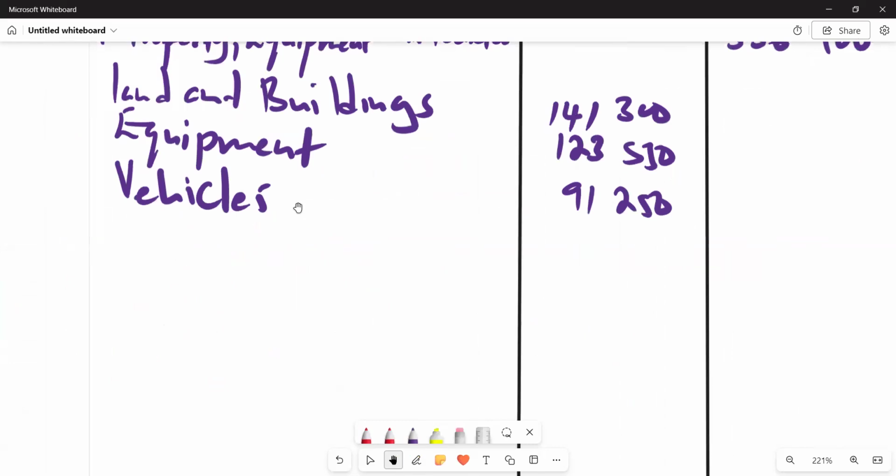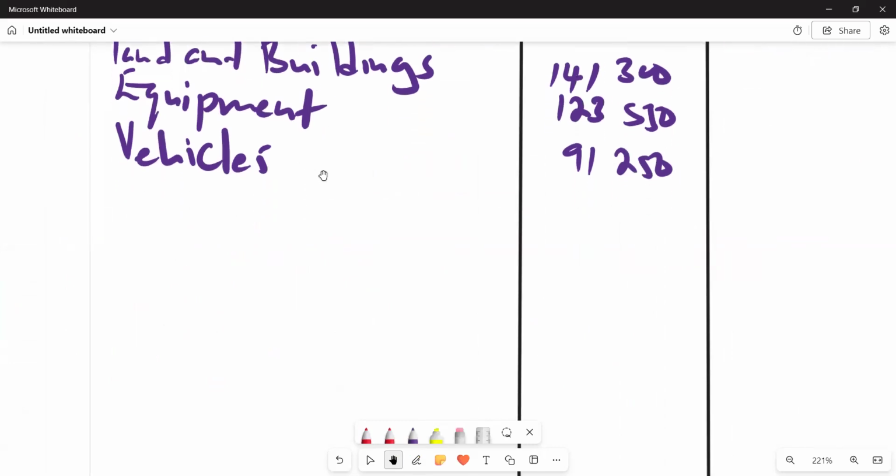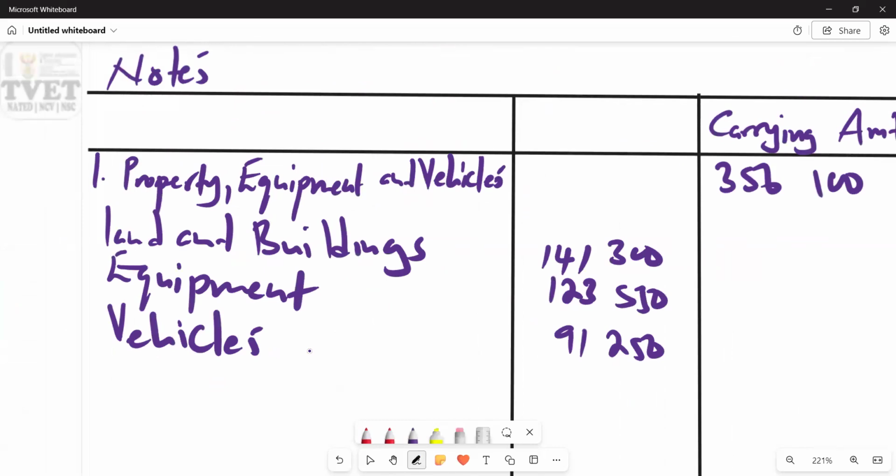If we go down, you see that this is now our notes for property, equipment, and vehicles. Remember, the notes to the balance sheet come as pre-calculations that we do before we prepare the balance sheet. So when we transfer the figure for property, equipment, and vehicles to the balance sheet, we're going to make a reference that we've taken the value from note number 1. We're going to mention note number 1, and the figure that we are going to transfer to the balance sheet is this total figure of 356,100. So this is our note 1.